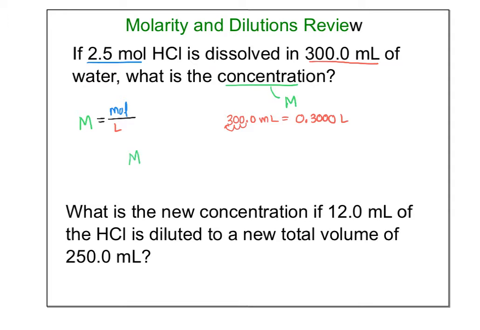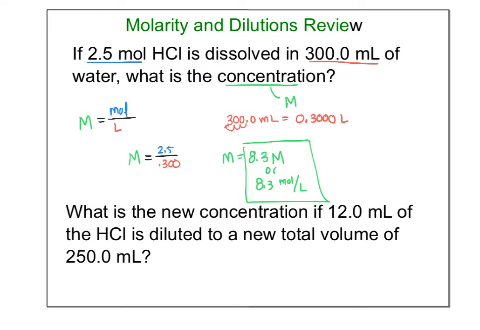So big M is equal to my moles, 2.5, divided by my liters, 0.300. When I plug that in my calculator, 2.5 divided by 0.3, I get 8.3 molar or 8.3 moles per liter. Same thing. Now they want to know what is the new concentration if 12 milliliters of that 8.3 molar is diluted to a new total volume.